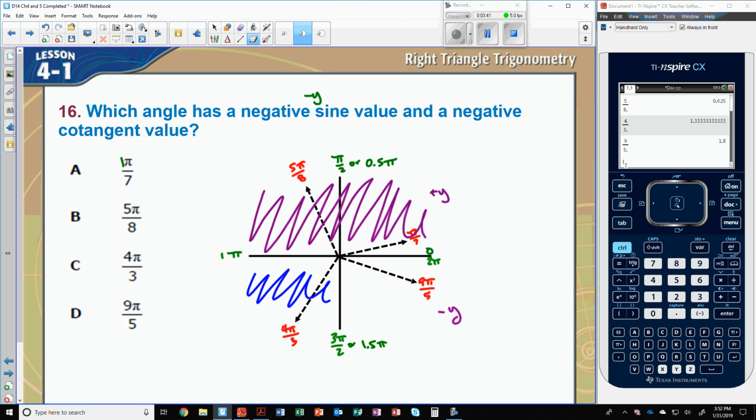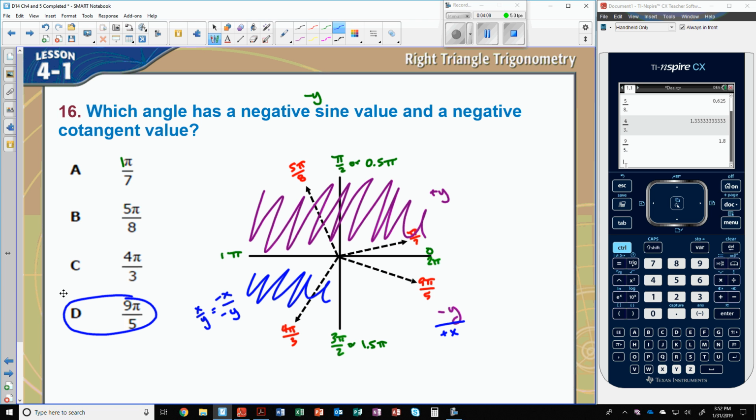I'll flip this because this is a plus, a negative x over a negative y equals a positive x over positive y. And so that's not there. It's actually going to be here because we have a negative y and a positive x. That's a negative cotangent. So this one would be the answer here.